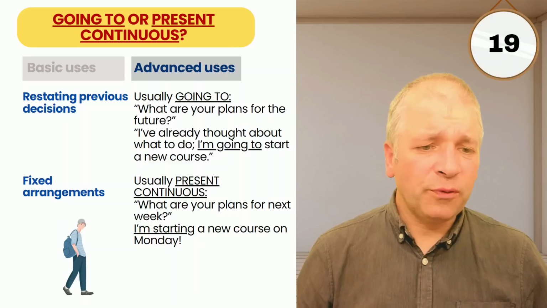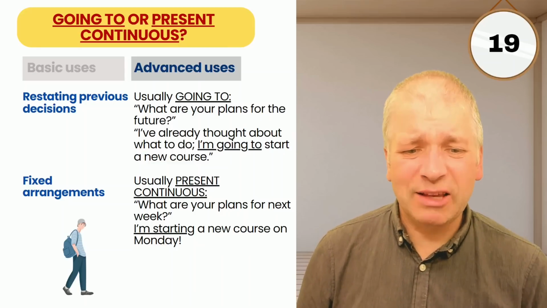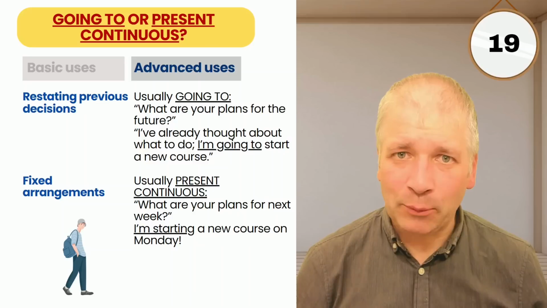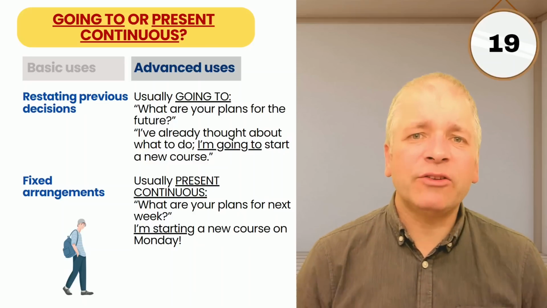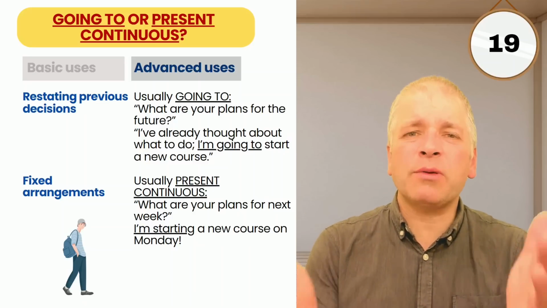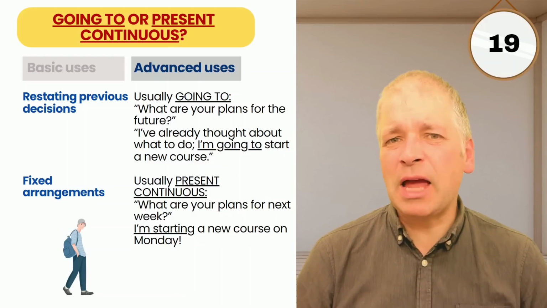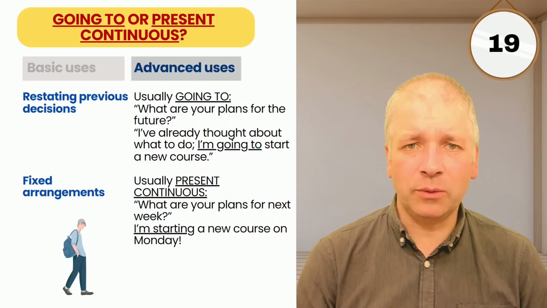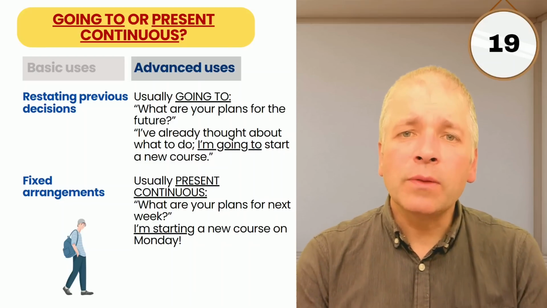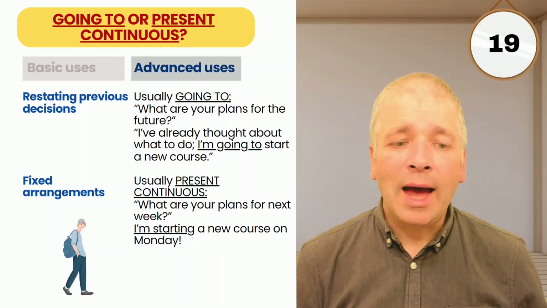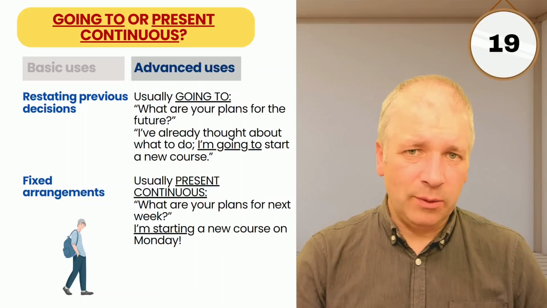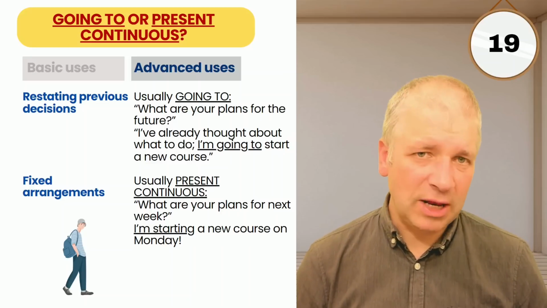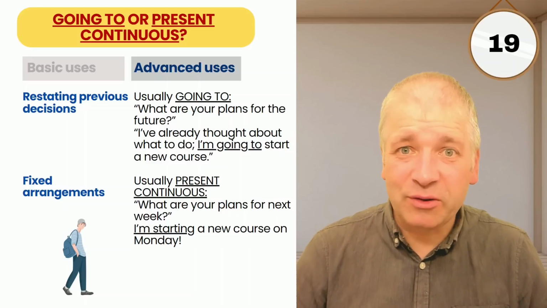But with the one before, restating previous decisions, I'm restating something that I thought about. And that's led to particular action. It's not so much an arrangement, it's a statement of a decision. So that's often how you distinguish between the two. Decisions go with the going to, and arrangements with the present continuous. Now, there can be some overlap. Going to can also be used for fixed arrangements because they are fixed decisions as well.